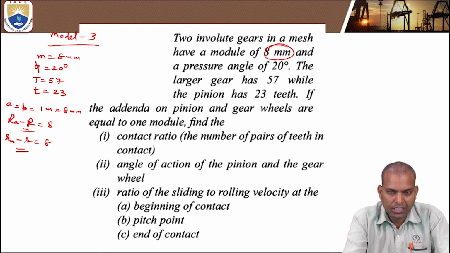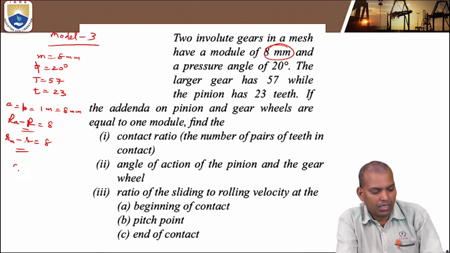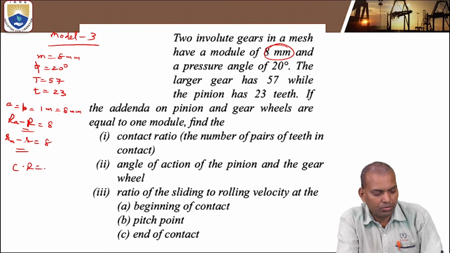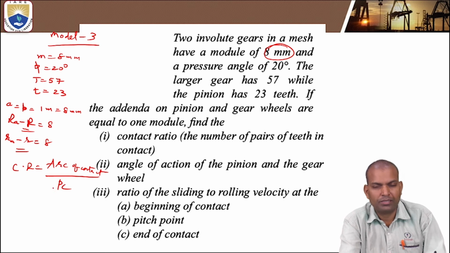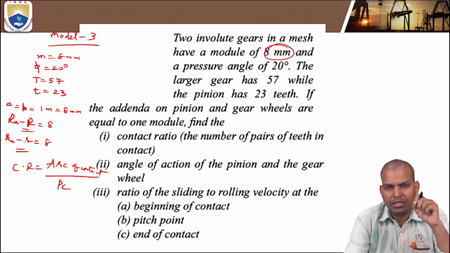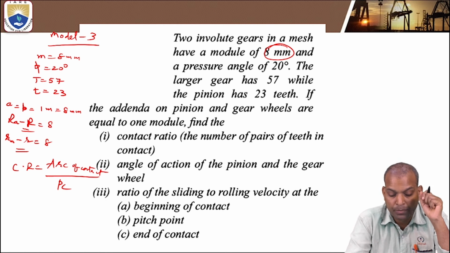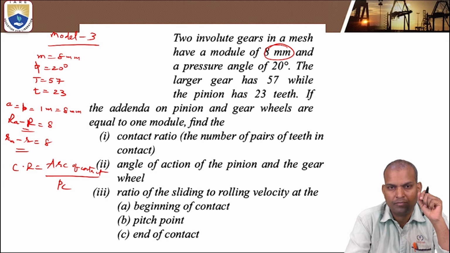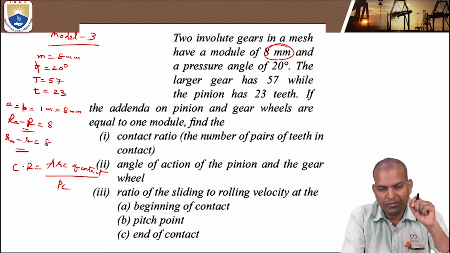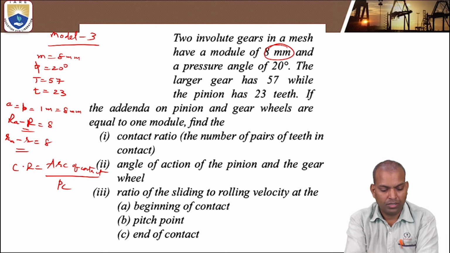So what is the contact ratio? Contact ratio equals arc of contact by circular pitch. The exact meaning of contact ratio is the number of pairs of teeth in contact.